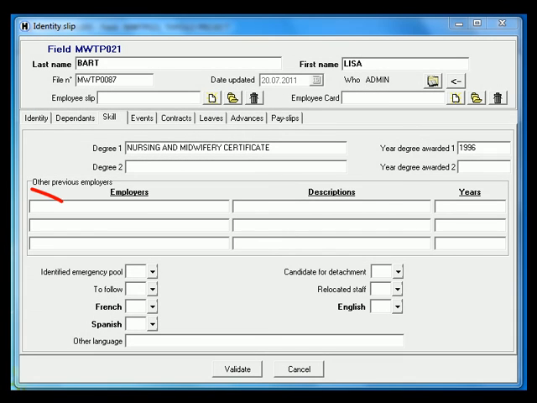We type in here the name of the previous employer. In description, we write the position held by the person at that time. And then we will mention the number of years that the person worked on that position. Regarding a previous employment with MSF, the employee must provide a working certificate, as it will have an impact in calculating her seniority within the organization, and so therefore her salary.